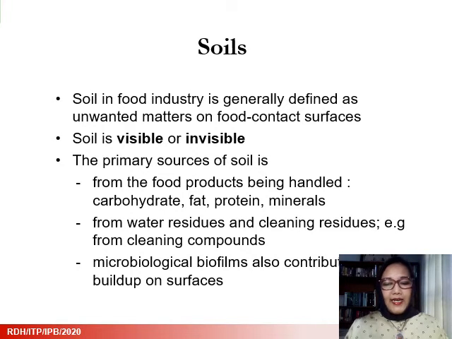Let's start our discussion with soils. Soils in the food industry are generally defined as unwanted matter on food contact surfaces. They can be visible, you can see them with your eyes, or invisible, you can't see them with your eyes. The primary sources of soil can come from the food product itself. Food products generally comprise carbohydrates, fats, protein, and minerals, as well as water residues, cleaning materials residues, and biofilms formed by microorganisms.